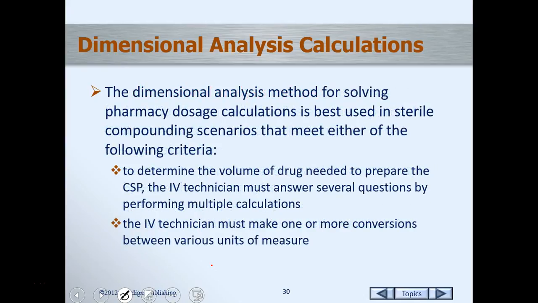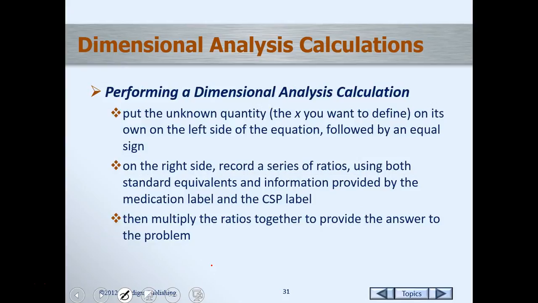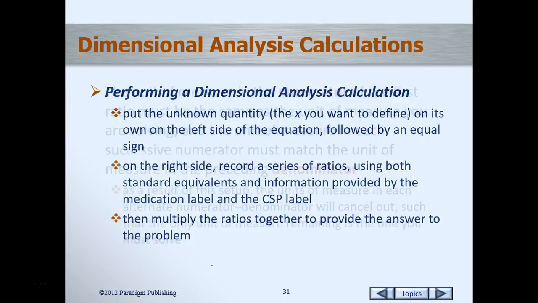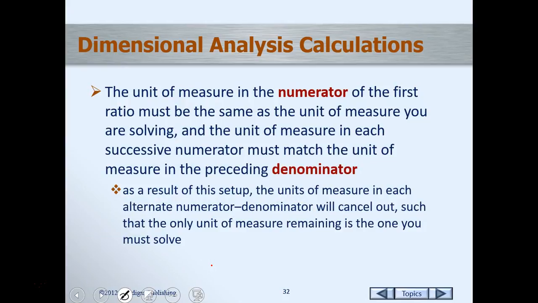Determine the volume of the drug to prepare the product. You may need to do one or more conversions between different units of measure. Put the unknown quantity you want to define on the left side of the equation, and then follow by the equal sign. And start with the unit that you want to help set up that problem.